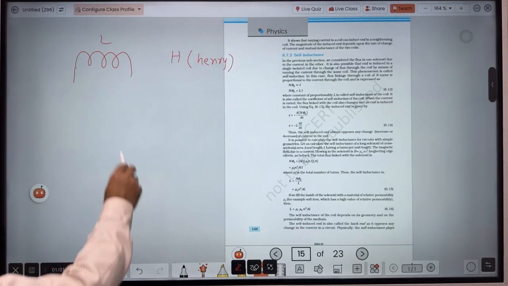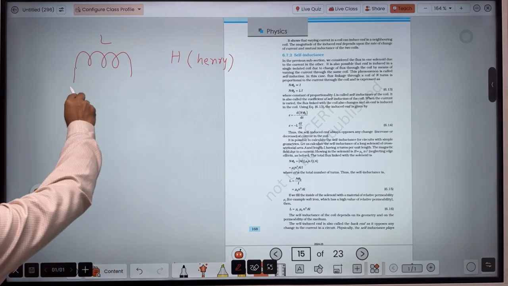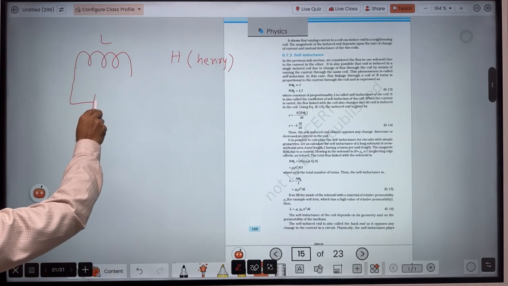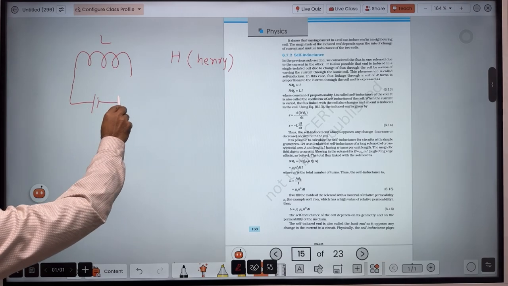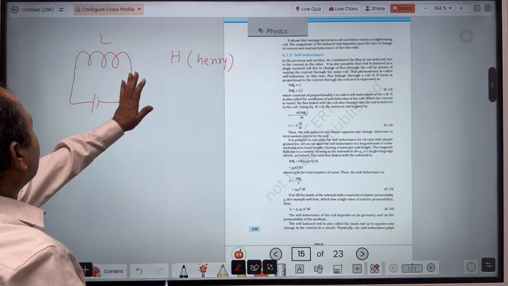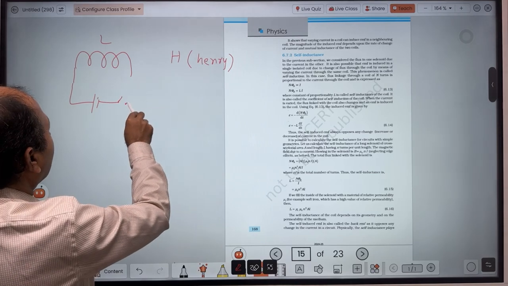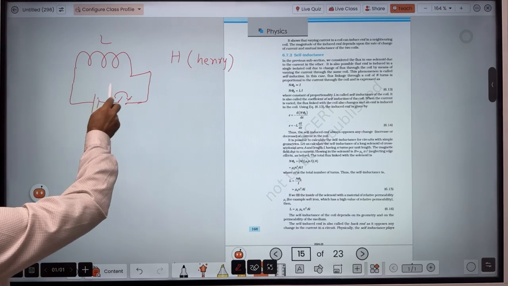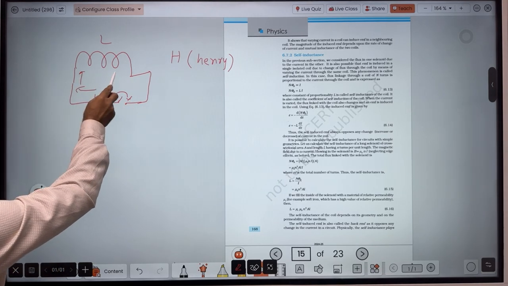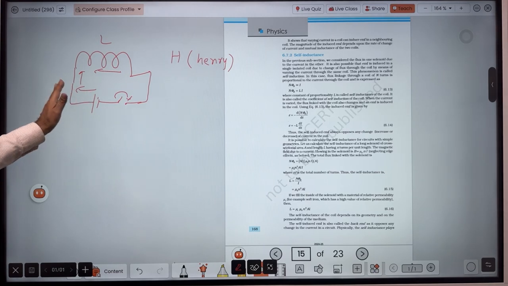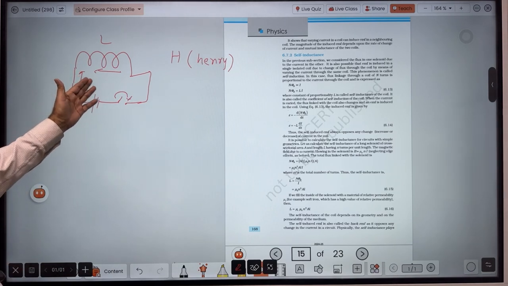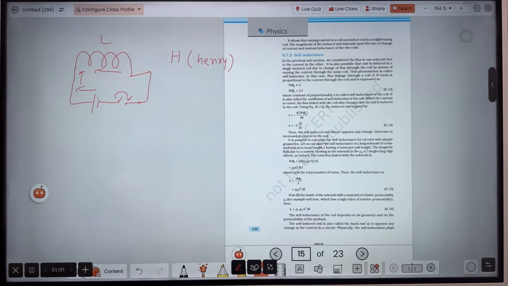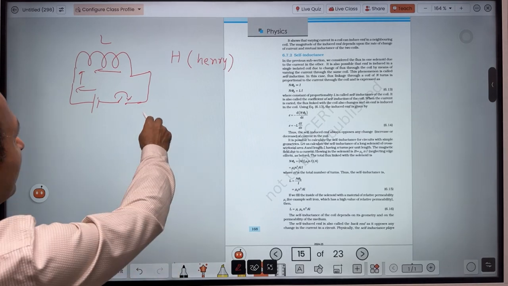If there are n turns in a coil, and suppose here there is a source and this is a key, suppose the key is open, and when this key is closed, then what will happen? Current will start flowing in this direction, then an induced current will flow in this direction, or there will be an induced EMF. First of all, we have to check the flux, and after that we will find the expression for EMF.